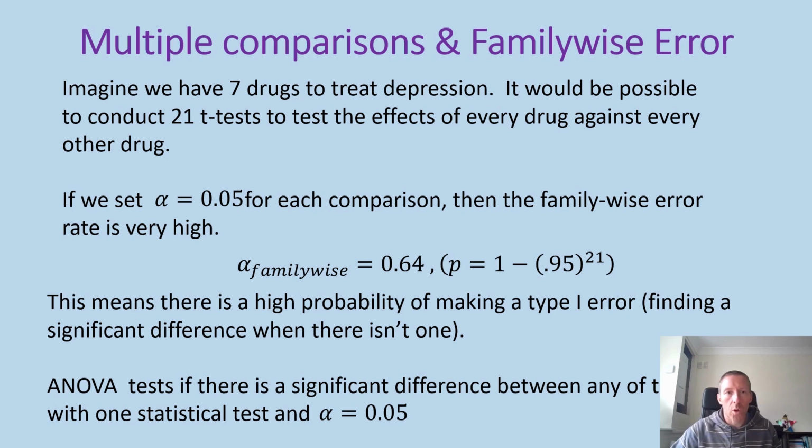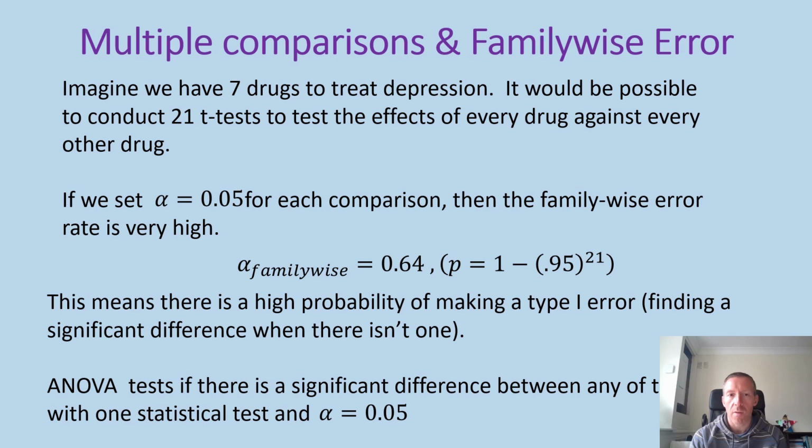So if you look at this particular slide, this example, imagine we have 7 drugs to treat depression or some sort of disorder. It would be possible to conduct 21 t-tests to test the effect of every drug against every other drug. So drug 1 against drug 2, 1 against 3, 1 against 4, 1 against 5, 1 against 6, 2 against 3, 2 against 4, etc. That would mean doing 21 different t-tests. And if we set the alpha level at 0.05 by convention for each comparison, then what's known as the family-wise error rate becomes very high.